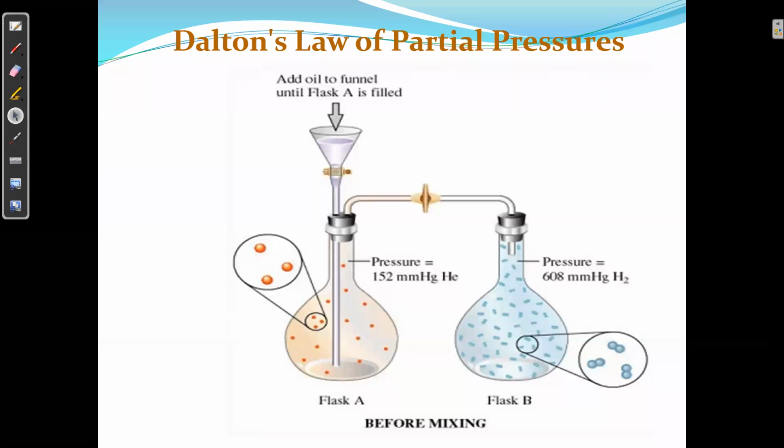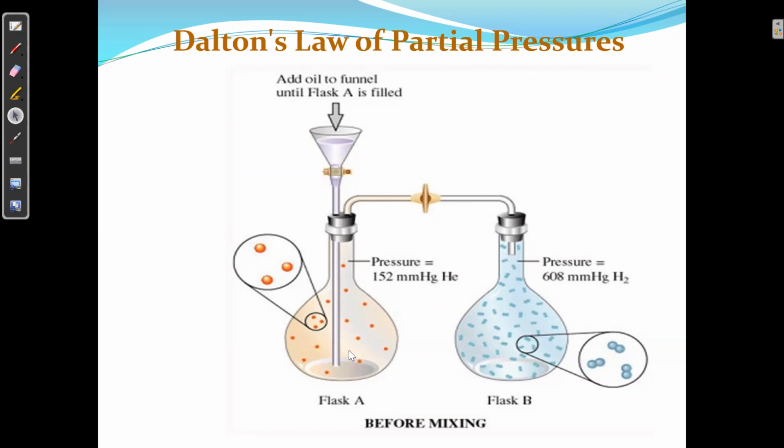Okay, so today's class will discuss Dalton's law of partial pressure. Before this, in the previous class, we discussed gas laws. So what is Dalton's law of partial pressure? All of you can see the meaning of this. What is this law?